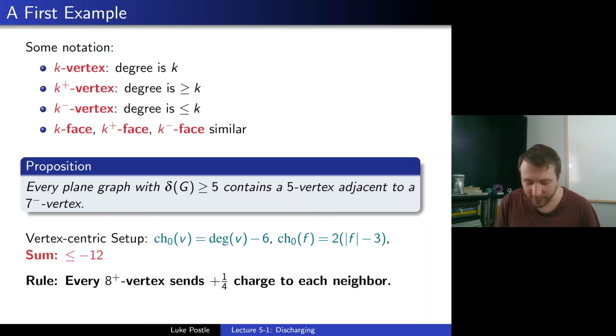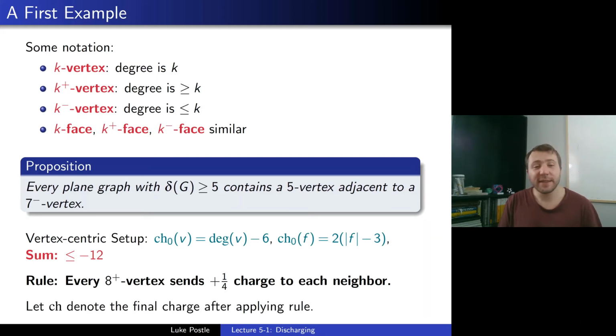So here's the rule we come up with. Every 8 plus vertex sends a quarter charge to each neighbor. I could flip this around and think about it as the 5 vertices receiving charge, but here I write it in a positive way: every 8 plus vertex will send a quarter charge to each neighbor. And what do we know? Well, the 5 vertices are adjacent to smaller things, so they'll be adjacent to a lot of 8 pluses, so they'll receive a lot of charge, and we just have to argue that everything's non-negative.